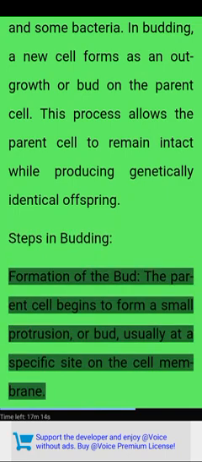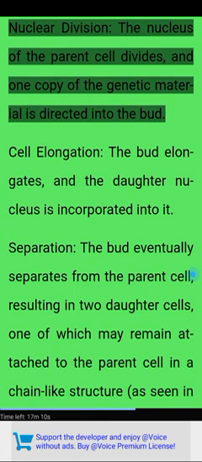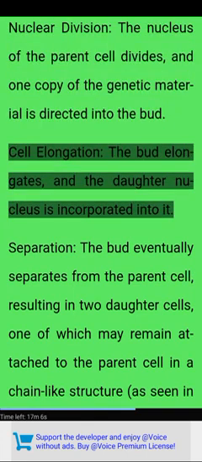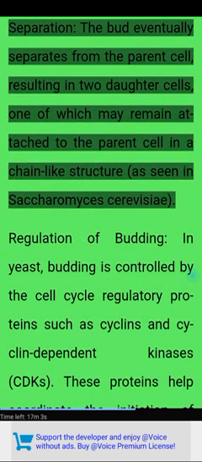The parent cell begins to form a small protrusion, or bud, usually at a specific site on the cell membrane. Nuclear division. The nucleus of the parent cell divides, and one copy of the genetic material is directed into the bud. Cell elongation. The bud elongates, and the daughter nucleus is incorporated into it. Separation. The bud eventually separates from the parent cell, resulting in two daughter cells, one of which may remain attached to the parent cell in a chain-like structure, as seen in Saccharomyces cerevisiae.